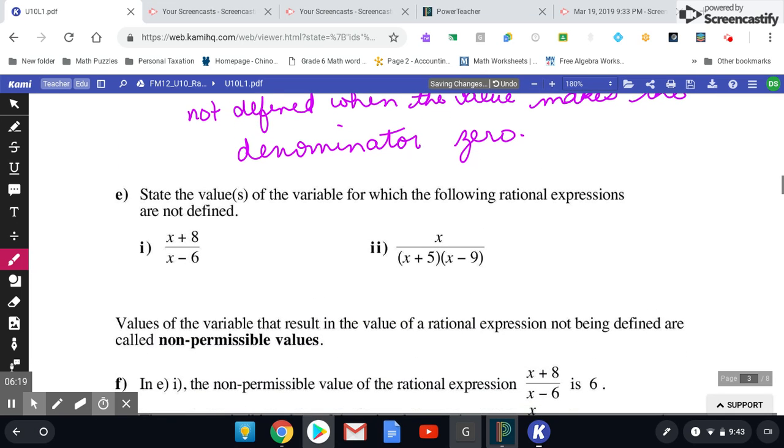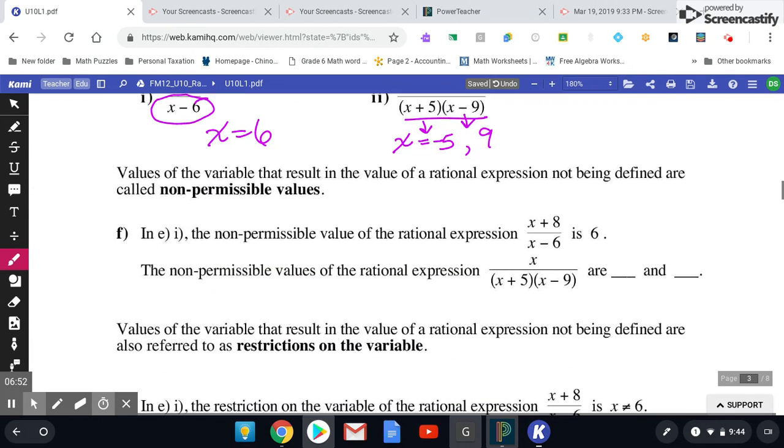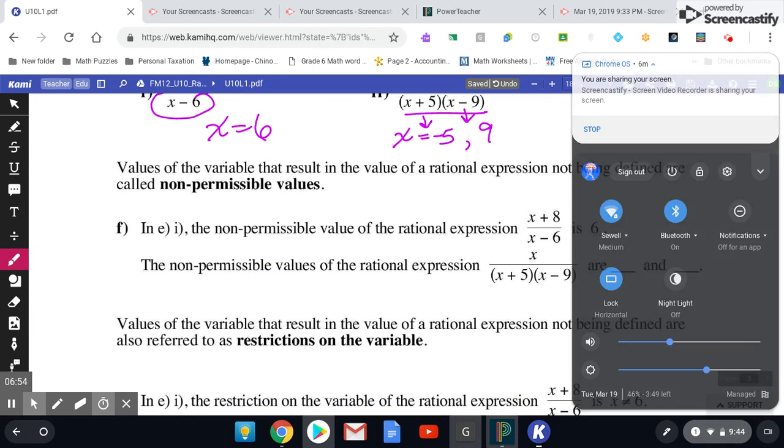All right, let's see if we can practice. State the values of the variable for which the following rational expressions are not defined. All we need to look at is the denominator, and if x was 6, that would turn into a 0, which is not defined. And for this other expression, it's just the denominator. So when x was -5 from this expression and 9 from this one, that would cause the denominator to be 0.